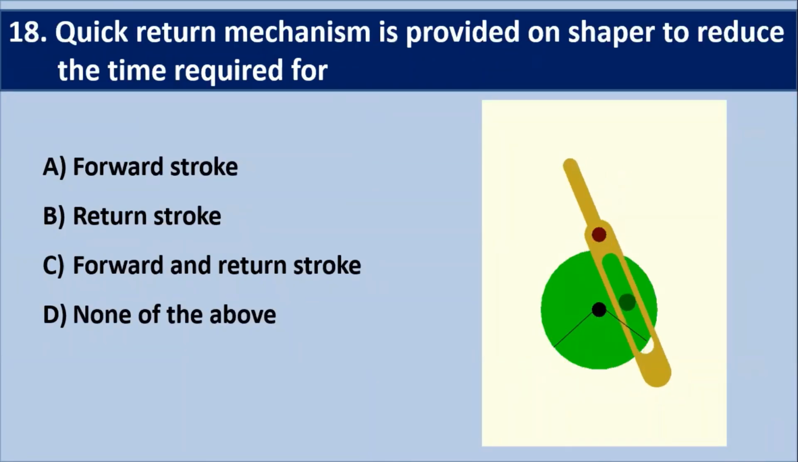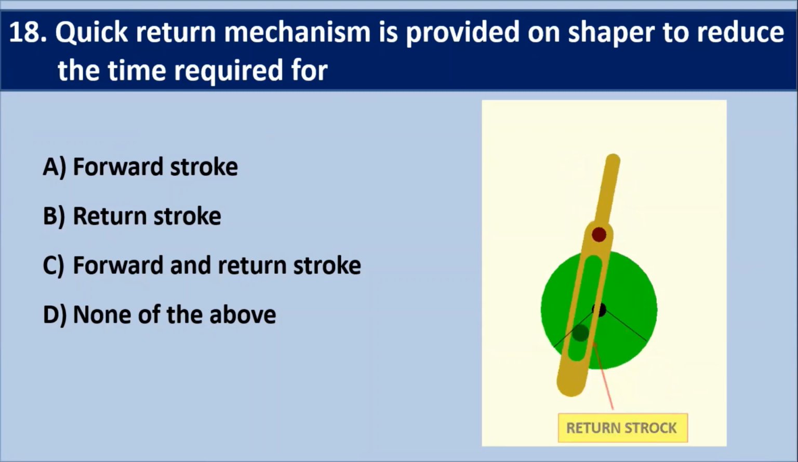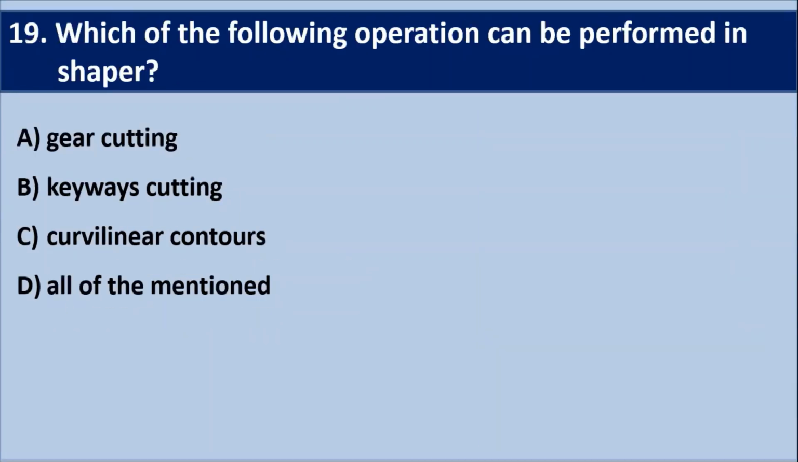Next is, quick return mechanism is provided on the shaper to reduce the time required for. So students, you know that in the return stroke, as there is no useful work done, the return stroke will ultimately be the answer, because we have to reduce the time. As there is no cutting action in the return stroke, the time required for the return stroke should be less. And that's why our answer is B, return stroke.